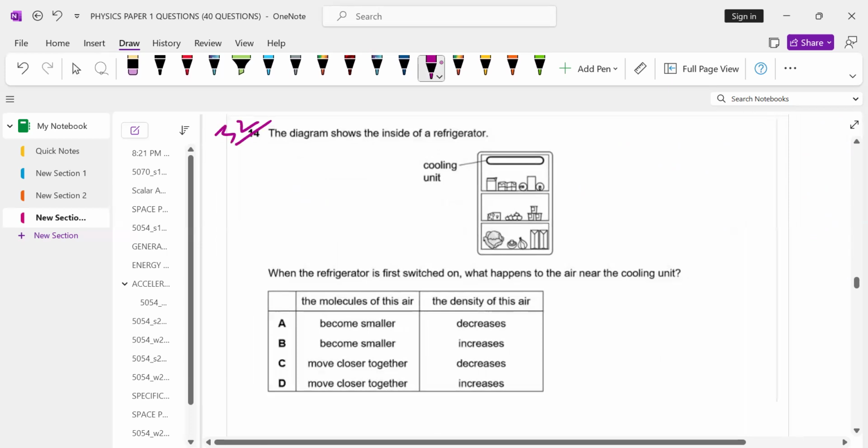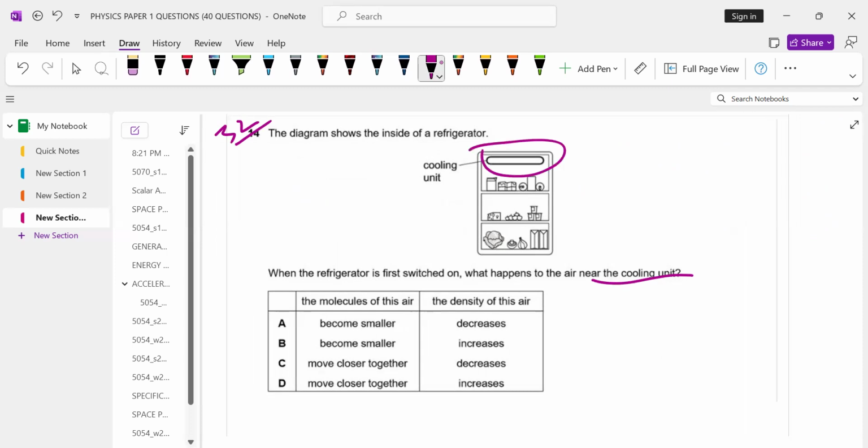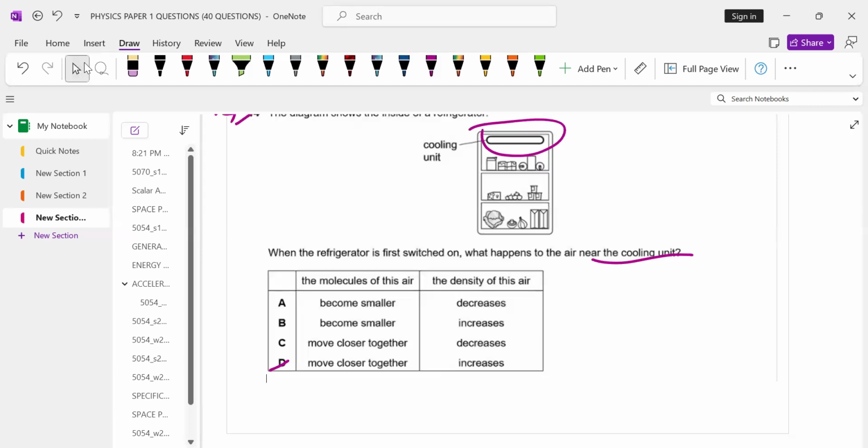Question 32 says that the diagram shows the inside of a refrigerator. When the refrigerator is switched on, what happens to the air near the cooling unit? So the particles of the air, the molecules of the air, move together and the density of the air increases. So option D is correct for question number 32.